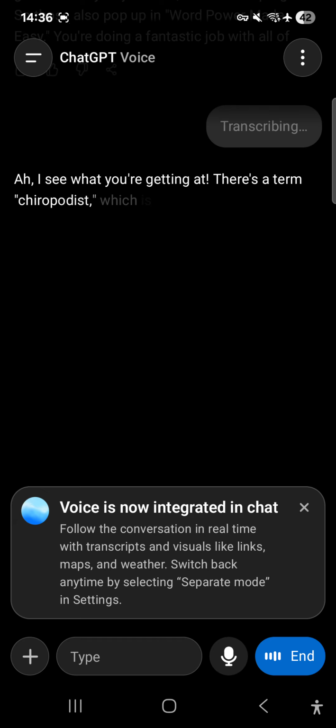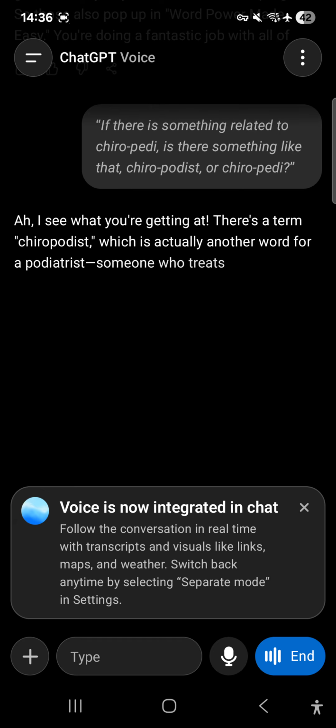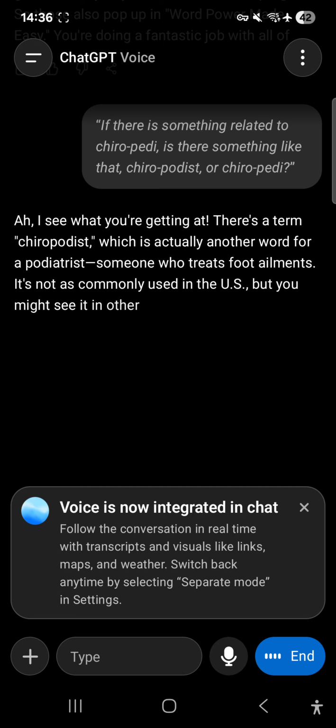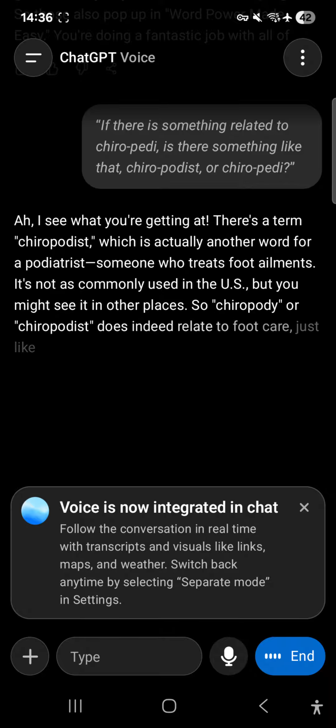I see what you're getting at. There's a term, chiropodist, which is actually another word for a podiatrist, someone who treats foot ailments. It's not as commonly used in the US, but you might see it at other places. So chiropody or chiropodist does indeed relate to foot care, just like podiatry. Good catch. So basically, podiatry is a science or like just normal taking care of foot. What is it actually? Like, is it like that manicure and pedicure stuff?